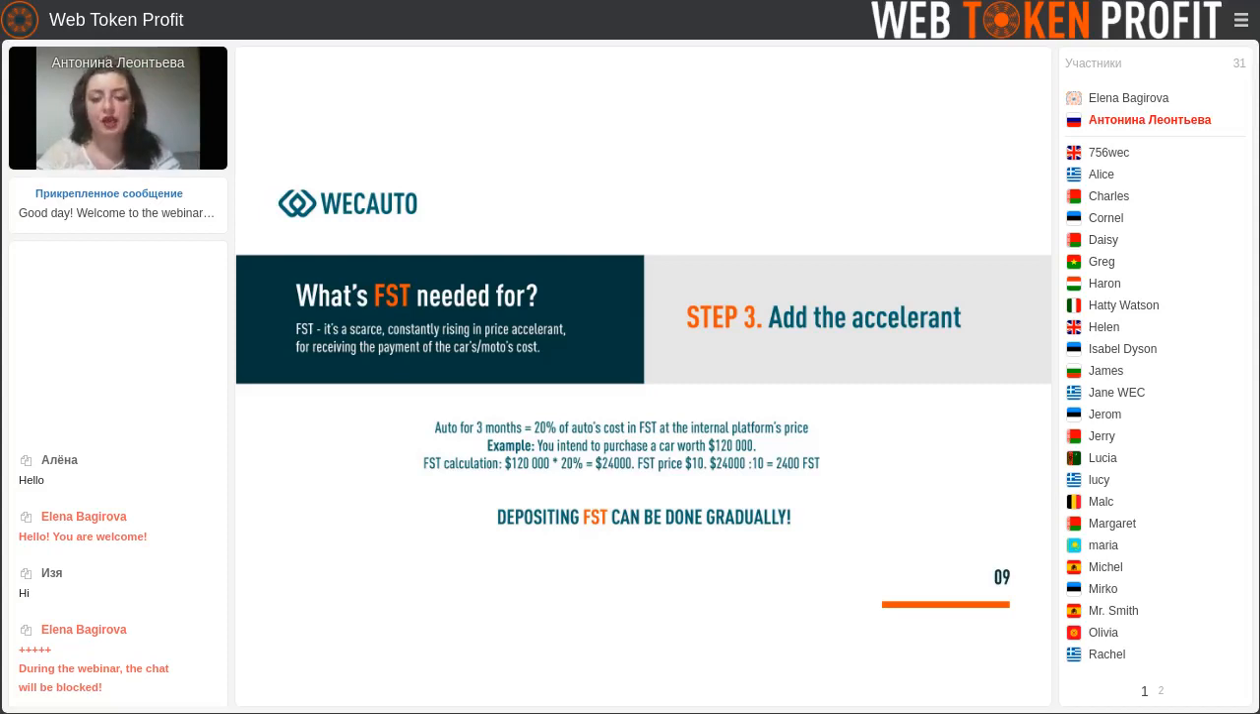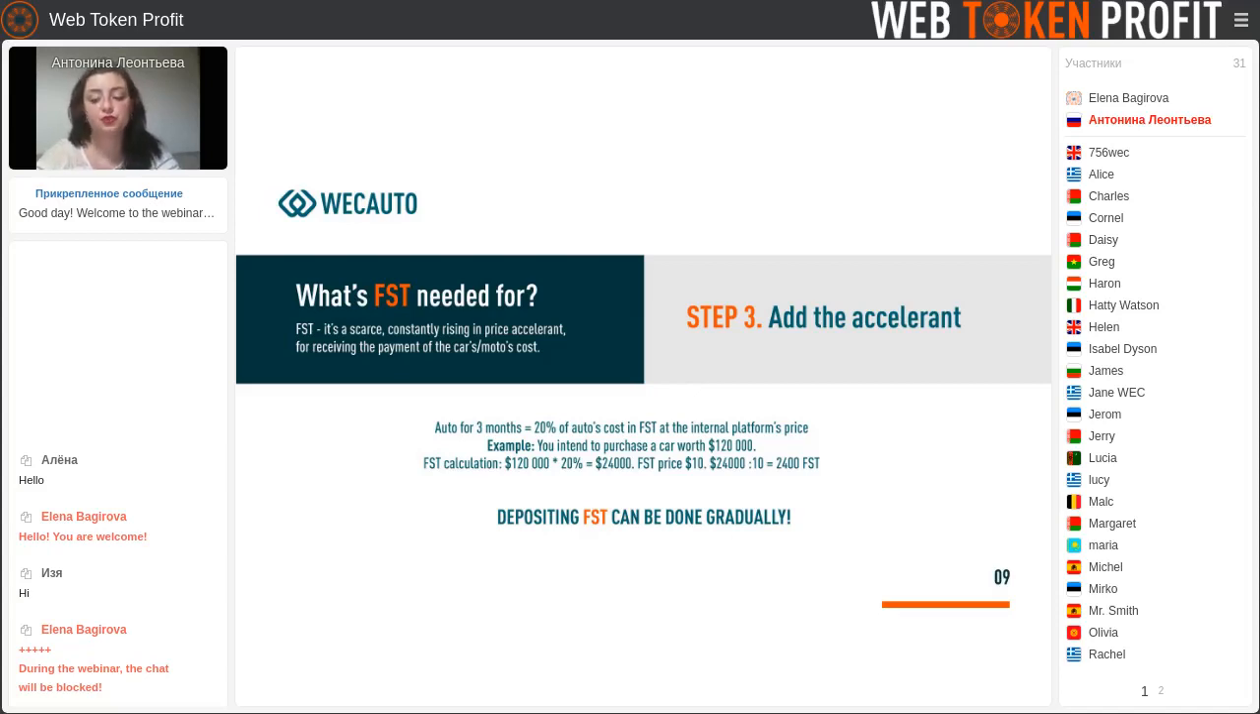to make a second contribution for the auto program in your account in the amount of 20% of the cost of the selected car. Look at our table, so, for example, your car costs $120,000. You have already made the contribution of $36,000 under the WECAuto program, and then you make a second deposit of $24,000 in order to get the payment received in 3 months.